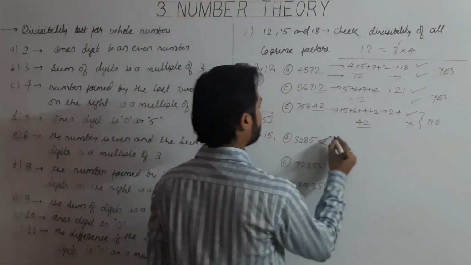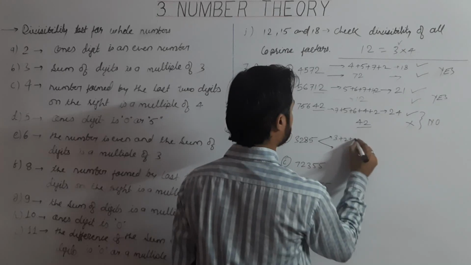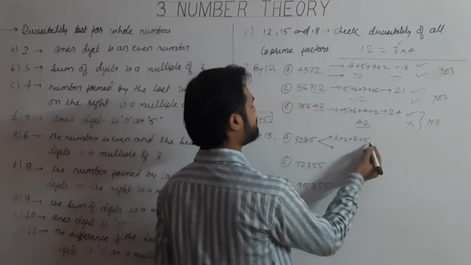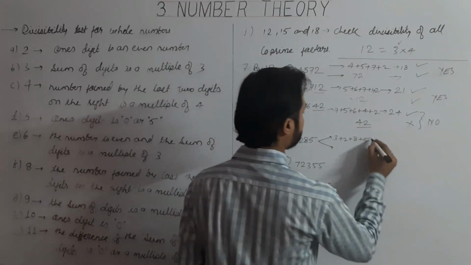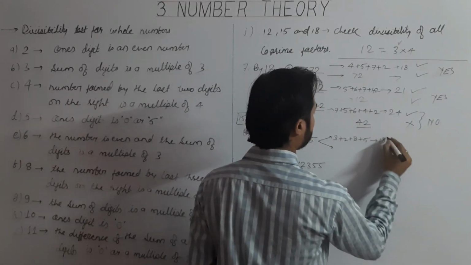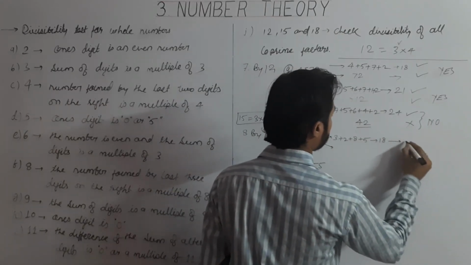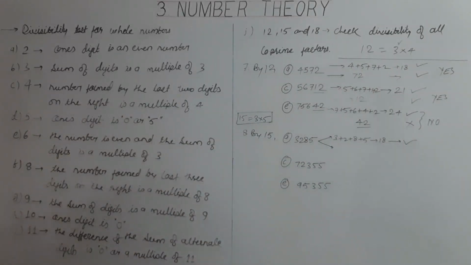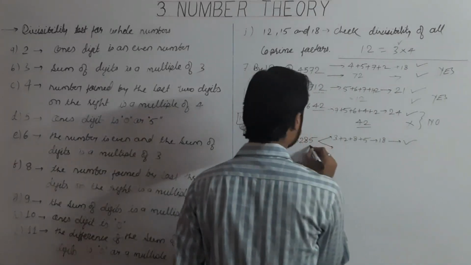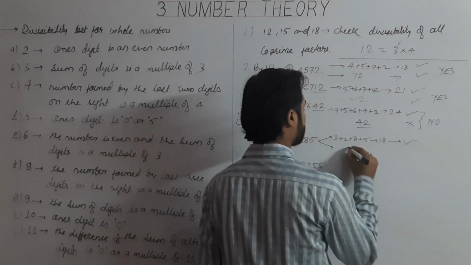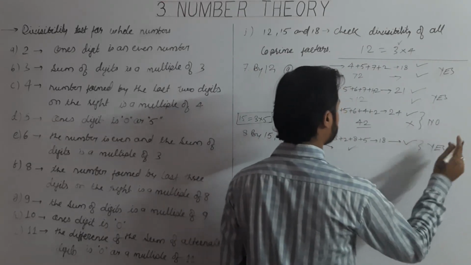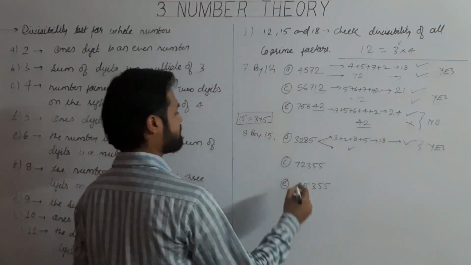So checking for 3. 3 plus 2 plus 8 plus 5. 3 plus 2 is 5. 5 plus 5 is 10. 10 plus 8 is 18. And 18 is a multiple of 3. So yes. And for 5, last digit must be 0 or 5. Last digit is 0. Yes. Both conditions satisfied. So this number is divisible by 15.